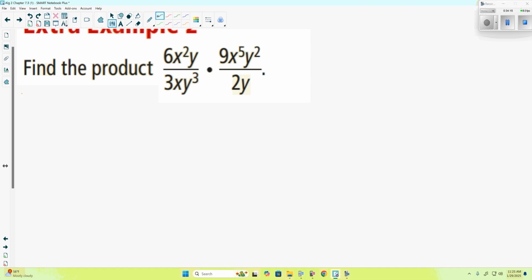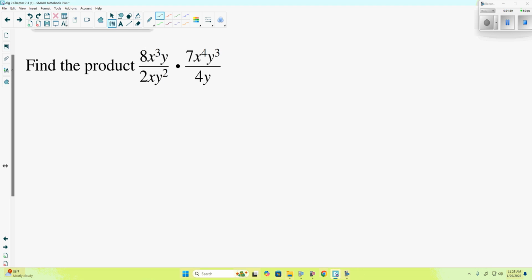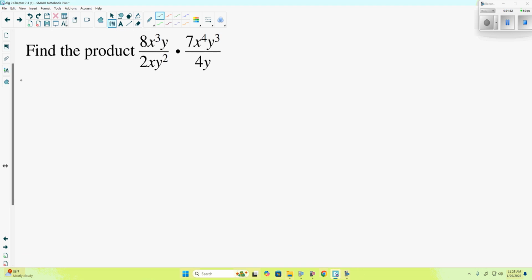Six x squared y over 3xy cubed times 9x to the 5th y squared over 2y. Well, actually, before we move on, I'm going to look back at this here because, again, we said we can do this in more than one way. And, again, that is true. I'm going to erase this here. I want to look at this first rational expression first. We have 8x cubed y over 2xy squared, yes? Well, 8 over 2 reduced. Well, yes. Because 8 over 2 is going to be 4 over 1, yes?